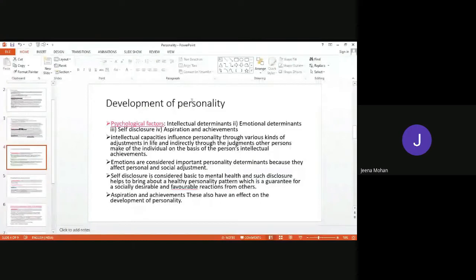What is the impact of intelligence on personality? What is the relationship between intelligence and personality? Intelligence is cognitive ability. What do you mean by cognitive ability? Cognition means it is the higher mental process. So what all things come under this higher mental process?